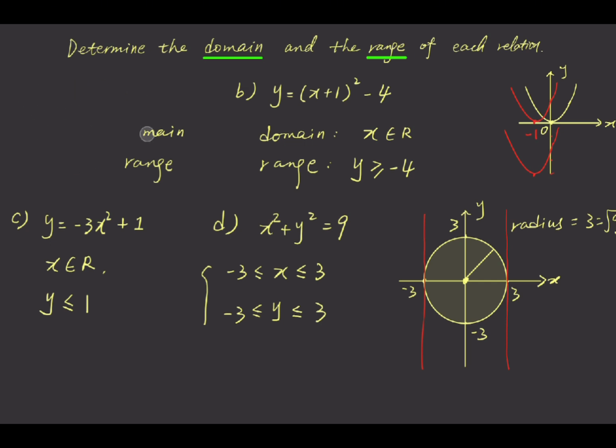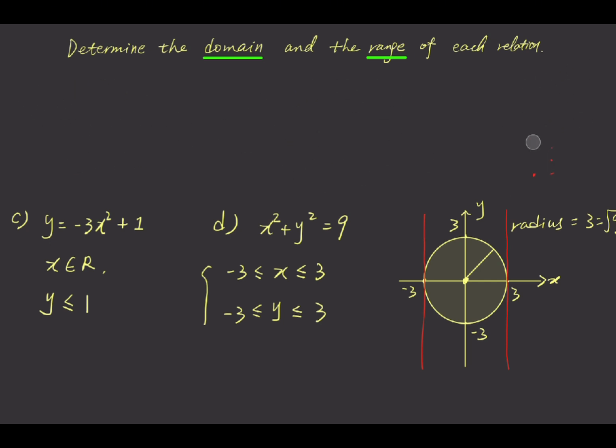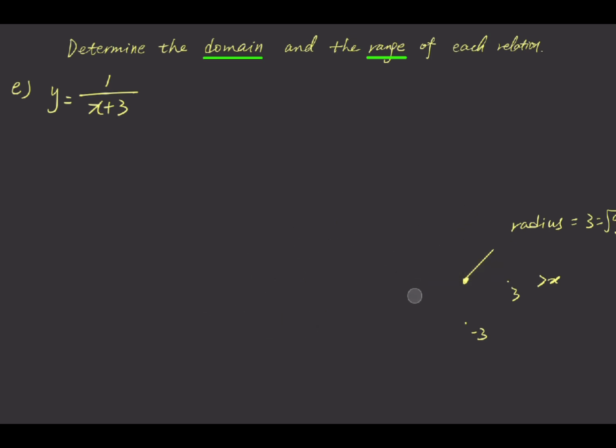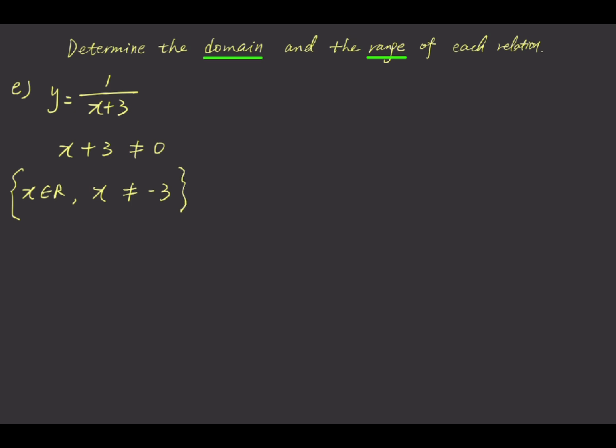Question E. Here we have y equals 1 over (x plus 3). From this expression, first we observe the denominator. We know the denominator x plus 3 can never be equal to 0, so x cannot be equal to negative 3. Except for negative 3, x can be any real number. So x can be any real number, but it cannot be equal to negative 3.